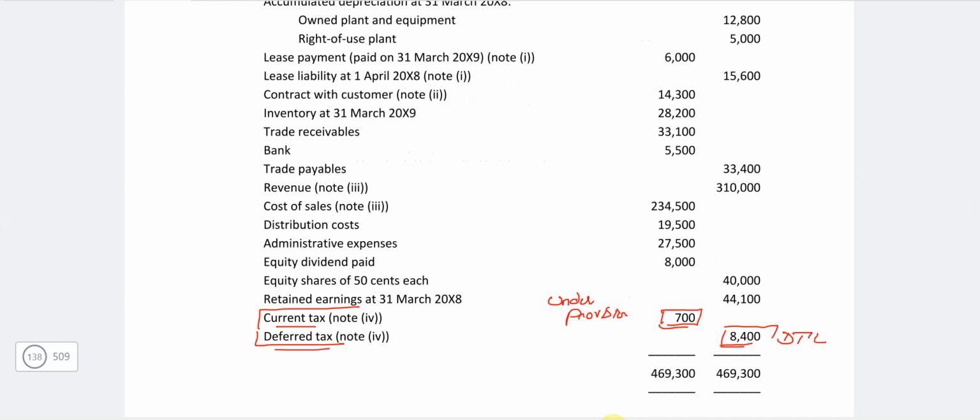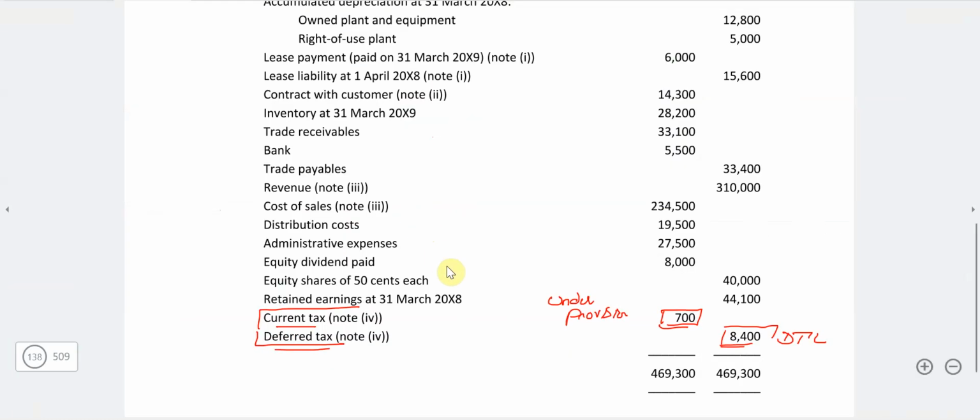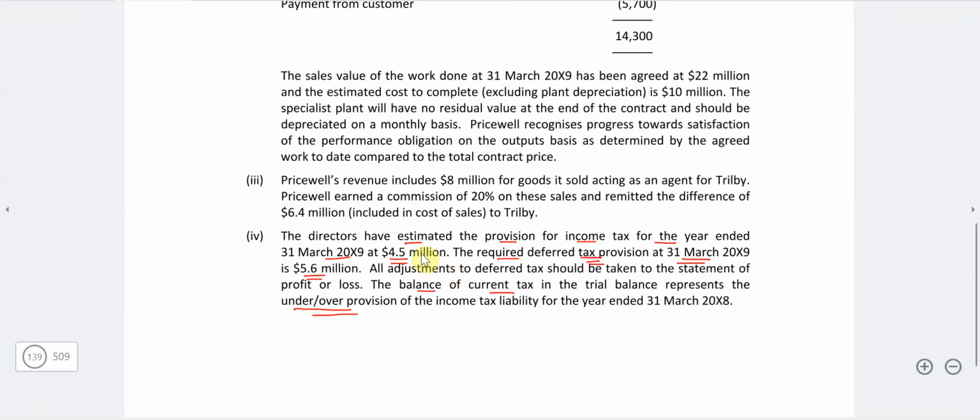So this adjustment we can now solve. How can we do it? Just simply, let me remove these figures first, which I have written over here, so that you can clearly see the figures I'm writing. Okay, so it says the current year tax provision, which is given in the exam question, and how much is it? 4.5 million.